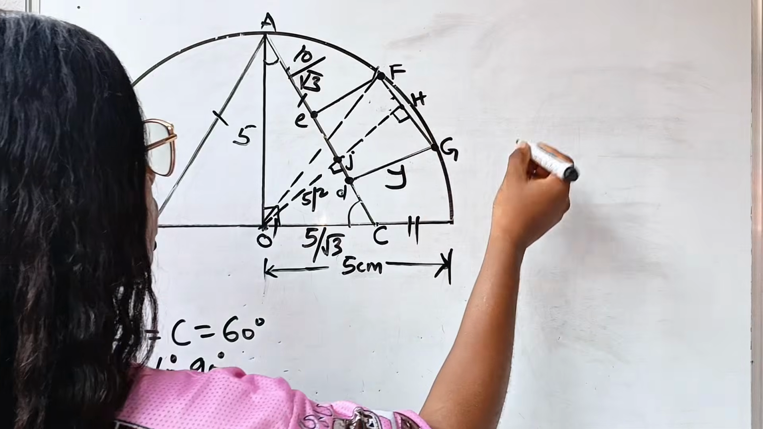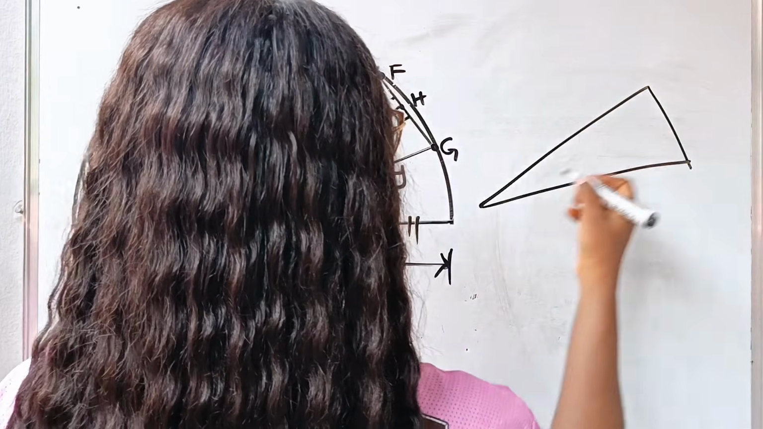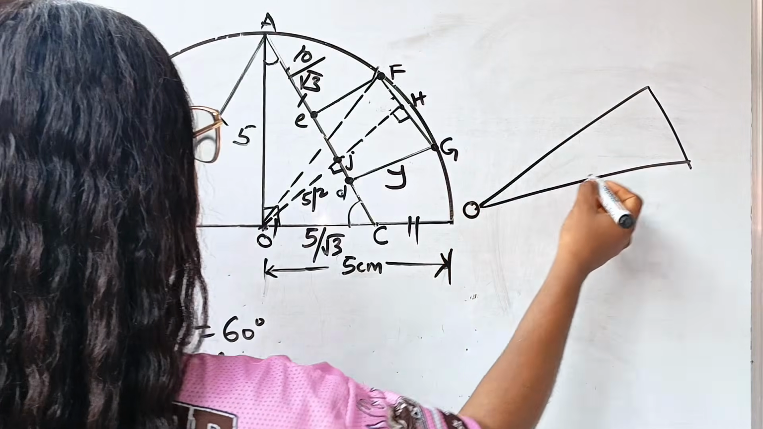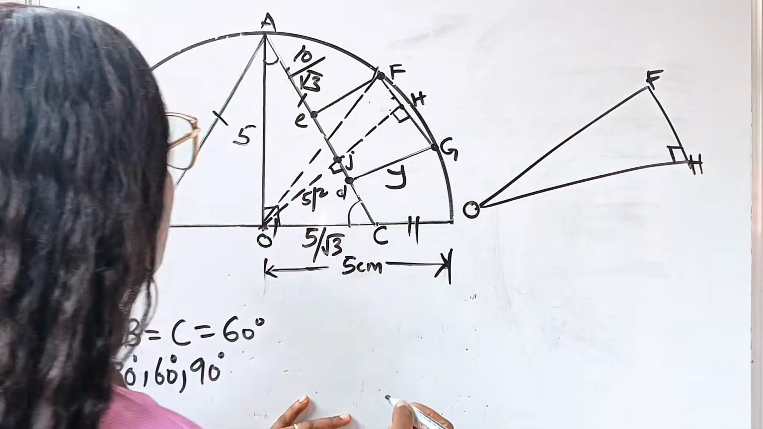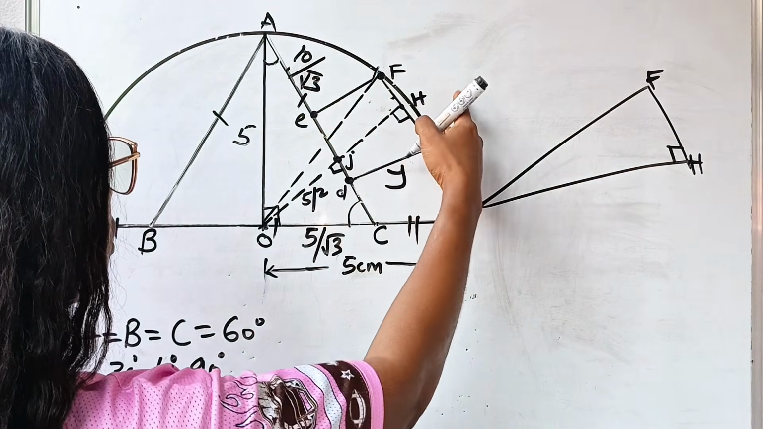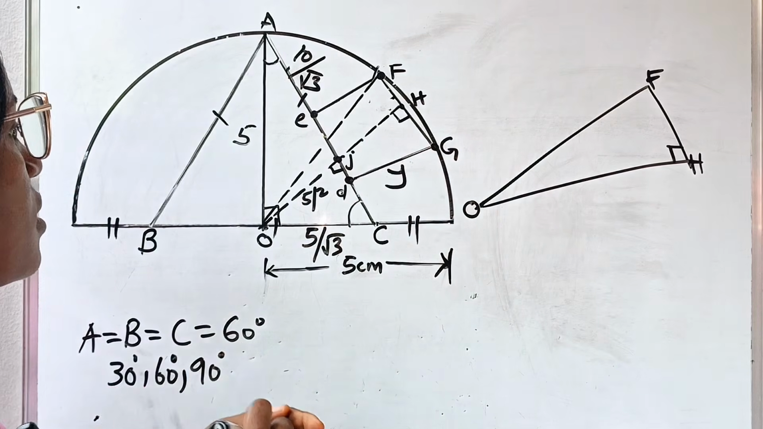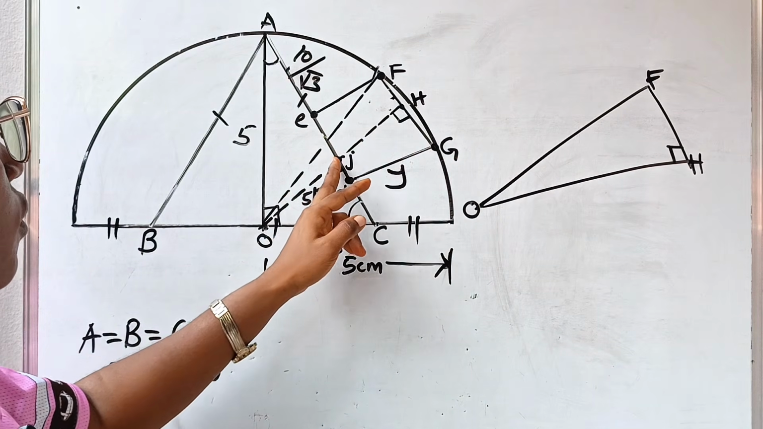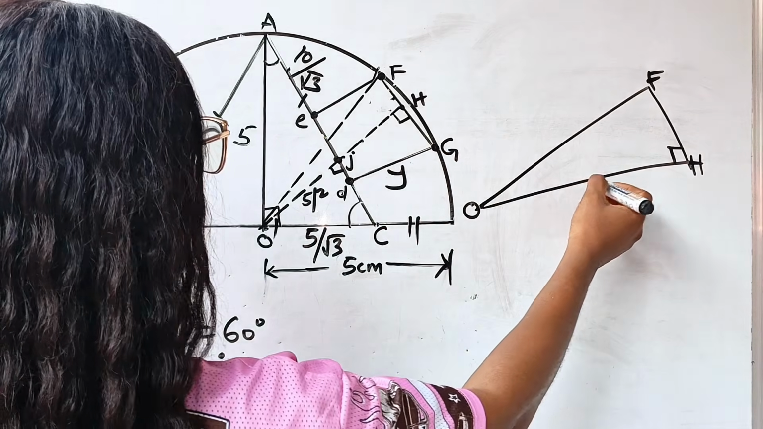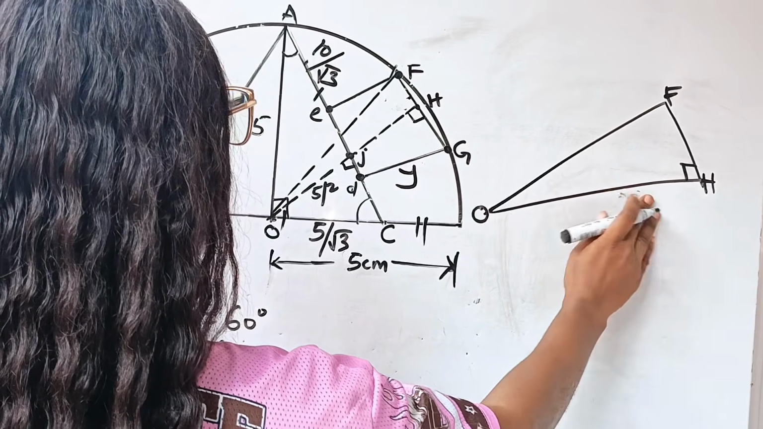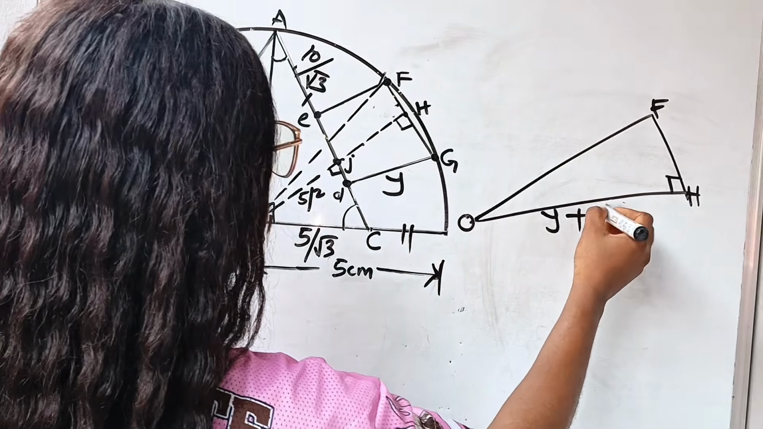So we have triangle OHF. So let's draw it out. We have this, we have this, we have this. So this is our O, this is our H, and this is 90 degrees, right? And this is our F. So we have OH. Remember that from here to here should be equal to from here to here. That is, assuming this is drawn to scale, JH should be equal to OG, which is y. So we are going to have y plus 5 over 2 for OH.